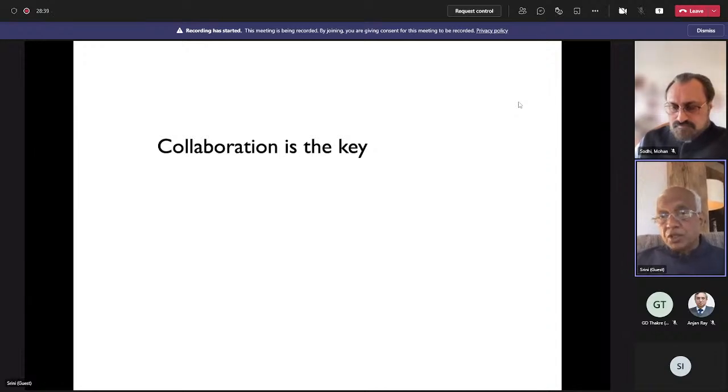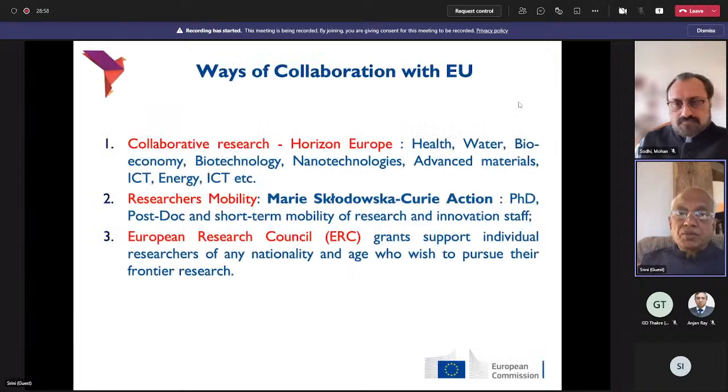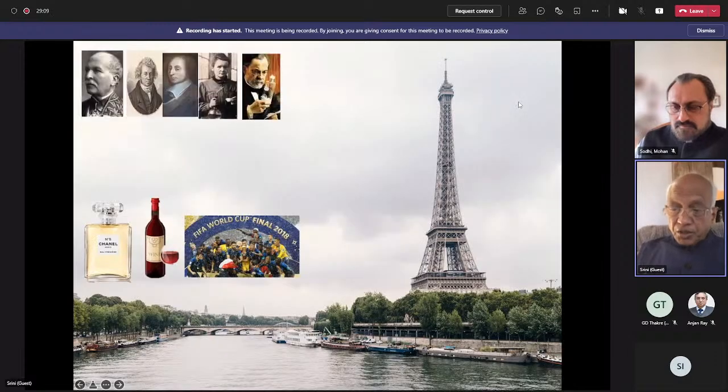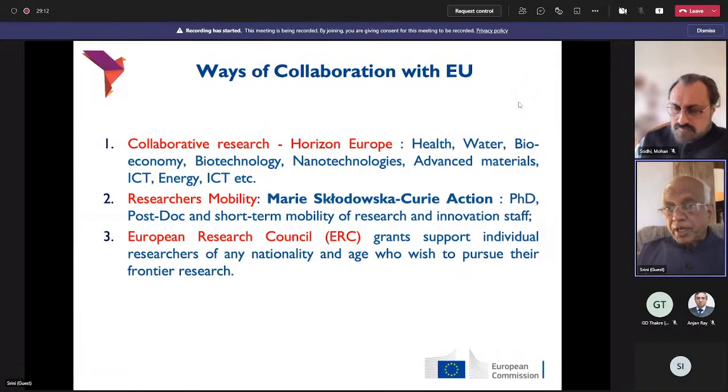What I'm going to do over the next 10 minutes or so is to put in front of you some of the mechanisms that are accessible to you, and that you are eligible for. We can discuss more in detail later, but I'll just display those mechanisms. The first one is the European Union. As I mentioned, we have Horizon Europe, and that provides the collaborative mechanisms to work on health, water, bioeconomy, biotechnology, nanotechnology, advanced material.